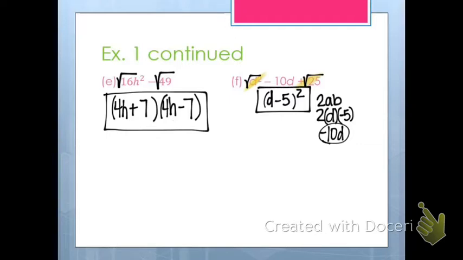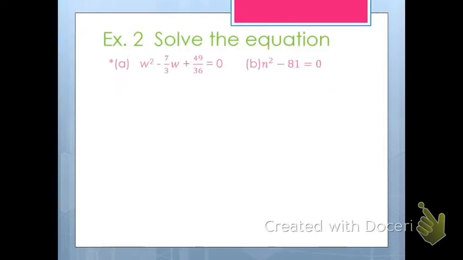How many of you got the correct final answer? Awesome. Now look at example 2. I want you to notice something. You have seen these directions in the last 2 lessons. Solve the equation.